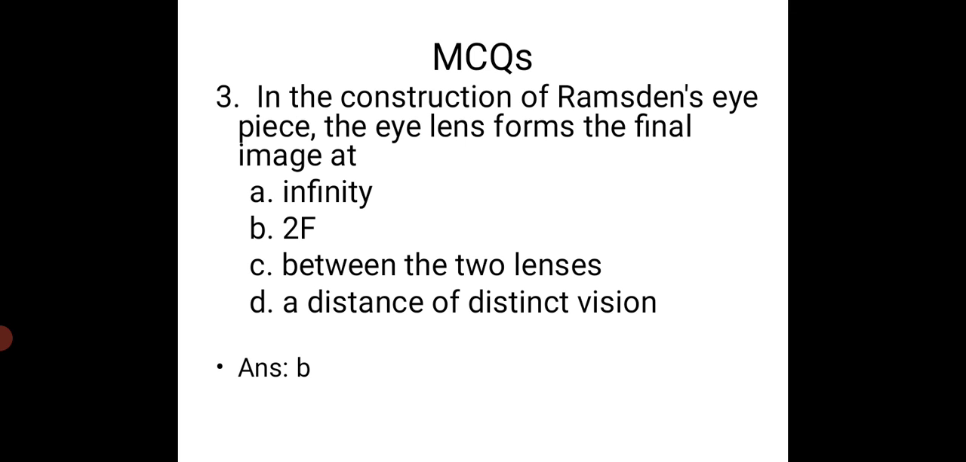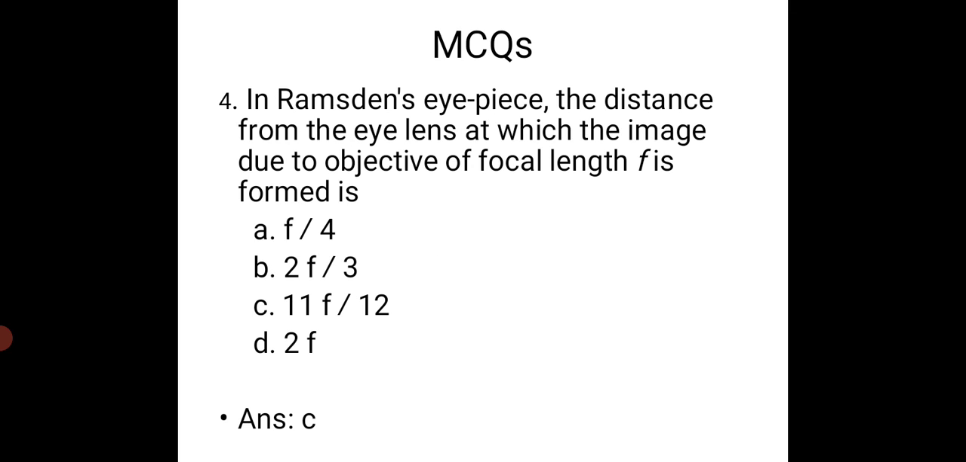Next question. In the construction of the Ramsden eyepiece, the eye lens forms the final image at 2f. In the Ramsden eyepiece, the distance from the eye lens at which the image due to the objective of the field lens f is formed is 11f by 12. By substituting the values in that equation, you will get the answer C.